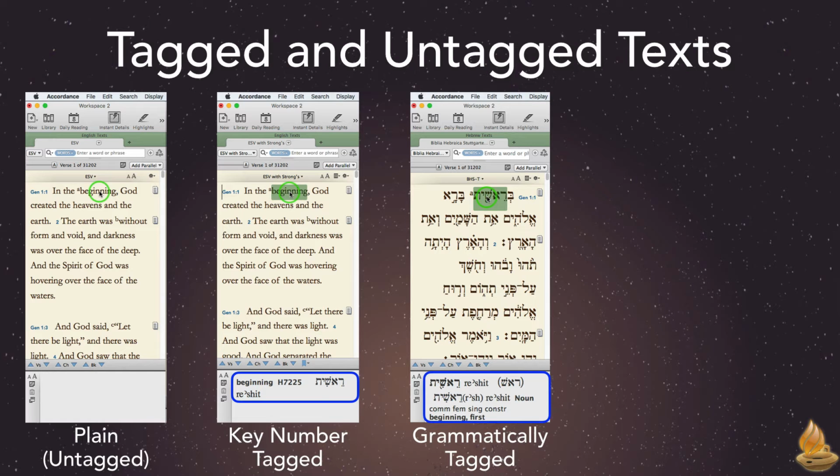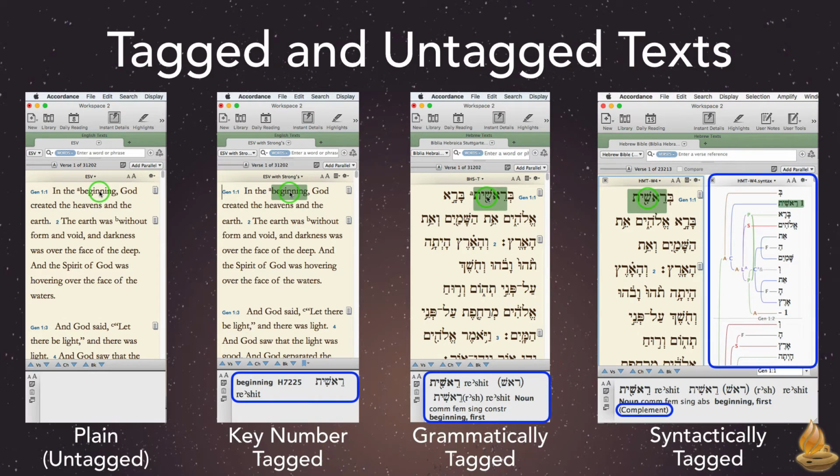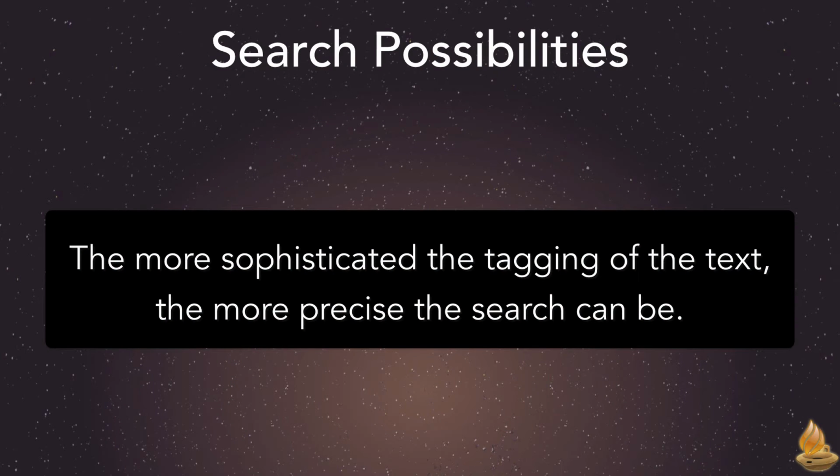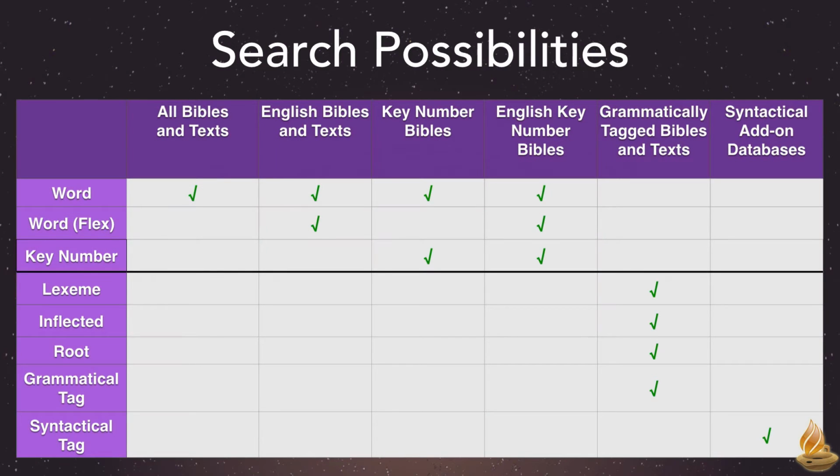We also have syntactic databases available for several of our texts. These tag each word's function in a sentence and show its relationship to other words in a syntax tree. Now, all this information may be a bit much if you're just starting with Bible software. So just remember this simple principle. The more sophisticated the tagging of the text, the more precise the search can be. Here's a table showing just what kind of searches are possible with each text type.